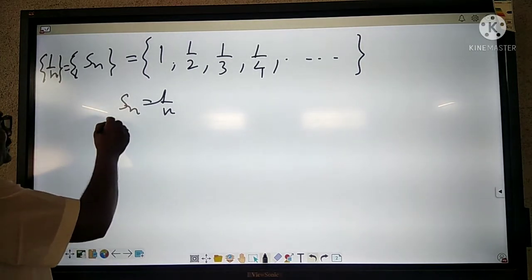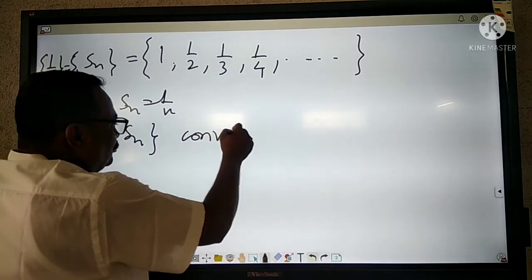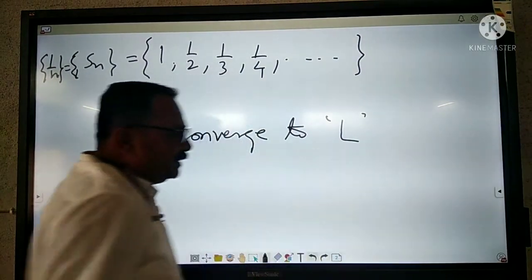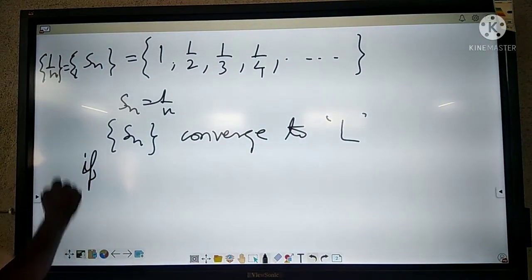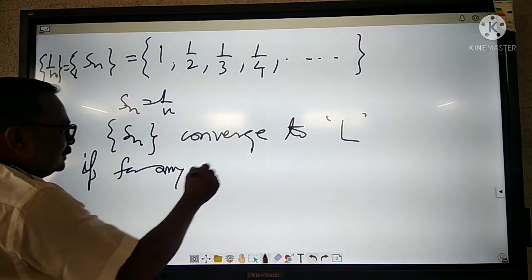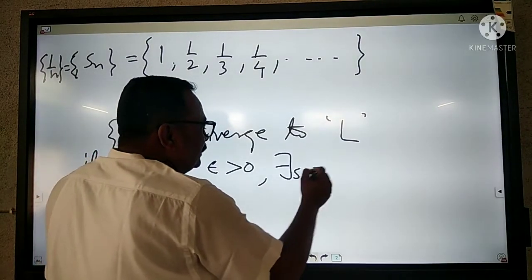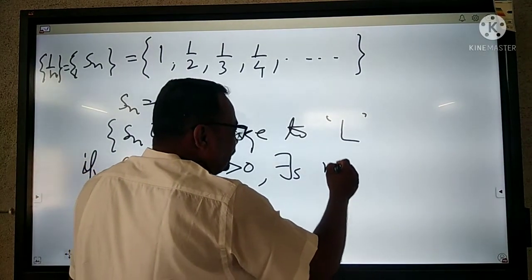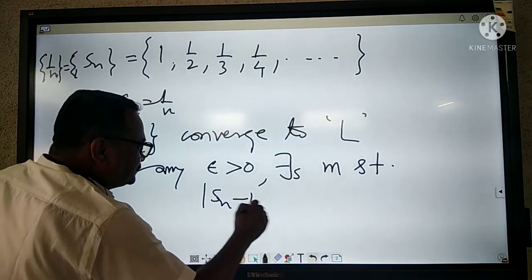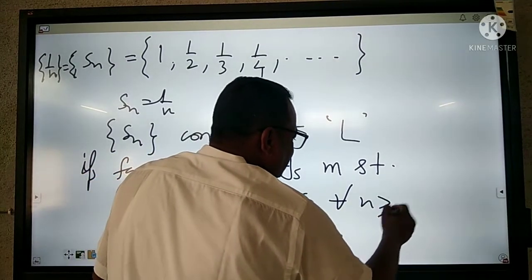So the sequence Sn is said to converge to some limit L, say, if for any epsilon greater than 0 there exists a natural number m such that modulus of Sn minus L is less than epsilon for all n greater than or equal to m.